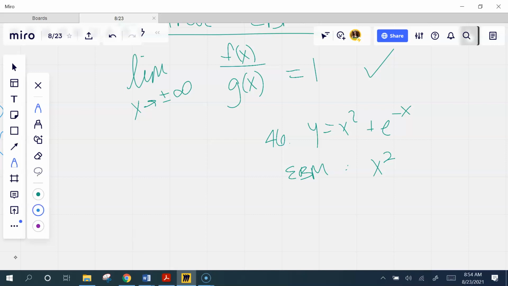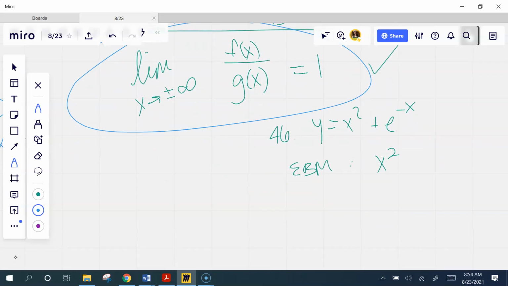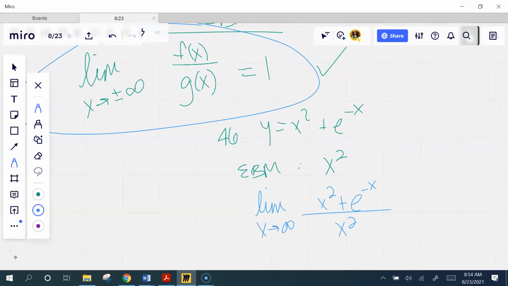So let's test it, because to prove it, I'm going to divide them and take the limit as it goes to infinity. So the limit as I approach infinity of x squared plus e to the negative x divided by x squared. If that equals 1, I'm in a great position to use that as an end behavior model. So how can I reason through this? How do I test that?